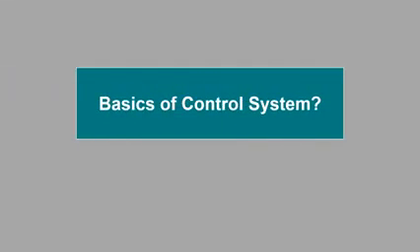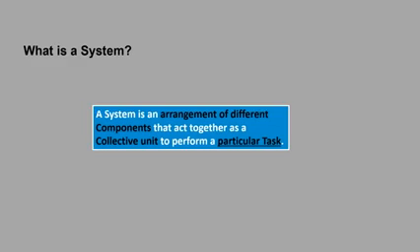In this video, we will discuss some basics of control system. First, let's discuss what is a system. A system is an arrangement of different components that act together as a collective unit to perform a particular task.